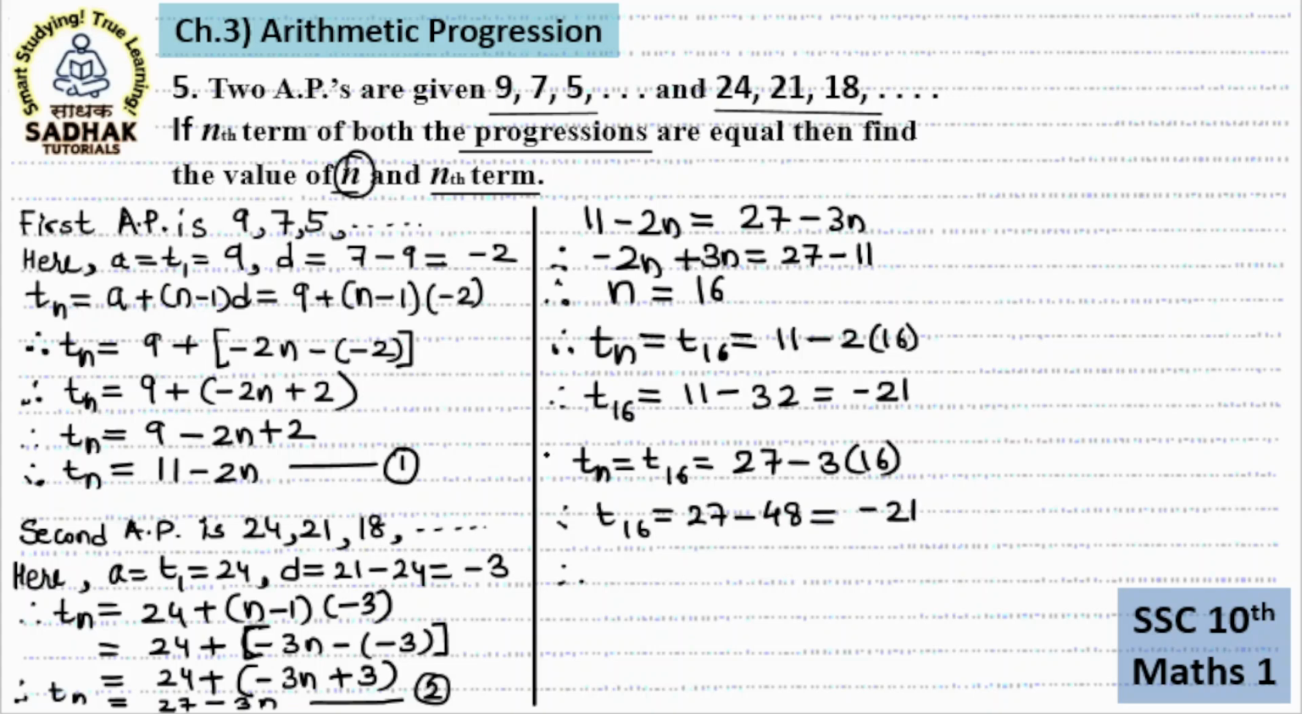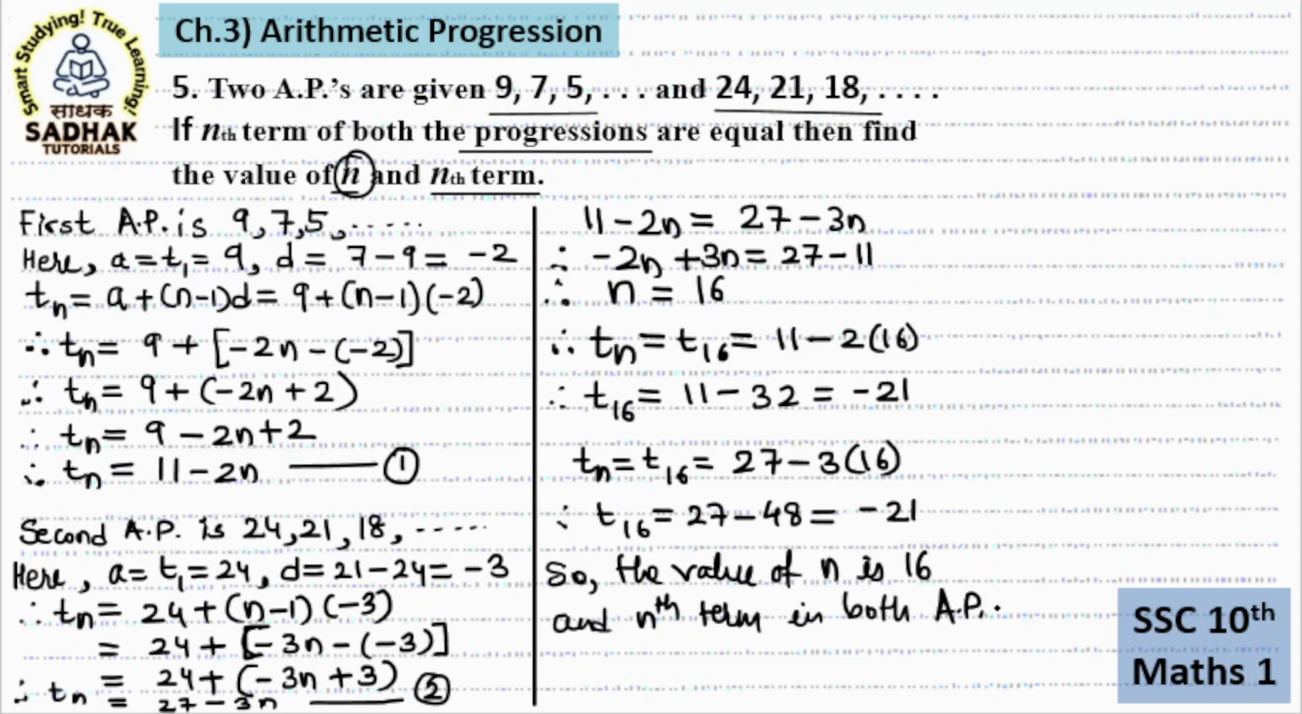Okay, so let us write the value of n is 16, and the nth term in both APs, both arithmetic progressions, is minus 21. So that is our answer of question number 5, sum number 5.